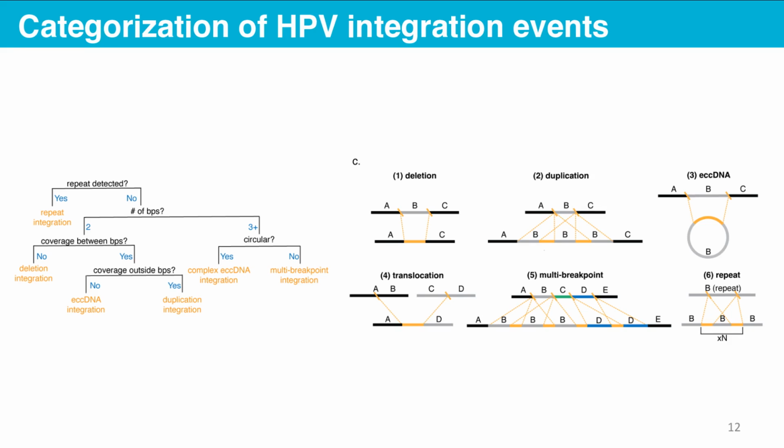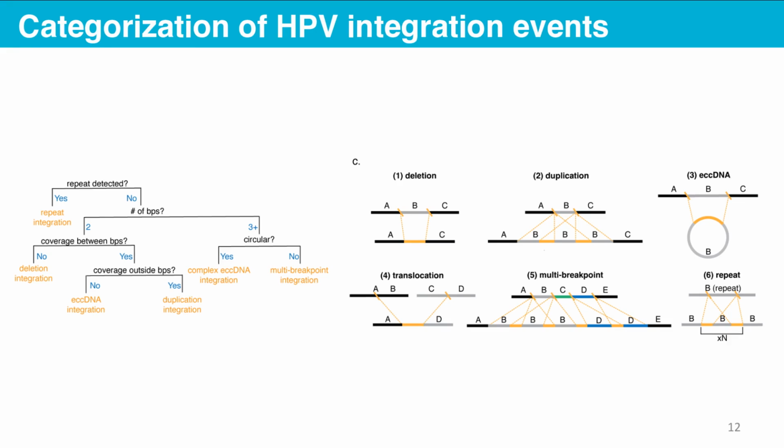Deletion occurs when the B segment that's between the 2 breakpoints becomes deleted when HPV becomes inserted. And in contrast, in a duplication, that B segment then goes in a repeating duplicating structure along with HPV. So you kind of get this A, B, HPV, B, HPV repeat going. The ecDNA integration is when that B segment actually gets excised from the chromosome and circularizes and exists as an extrachromosomal circular DNA.